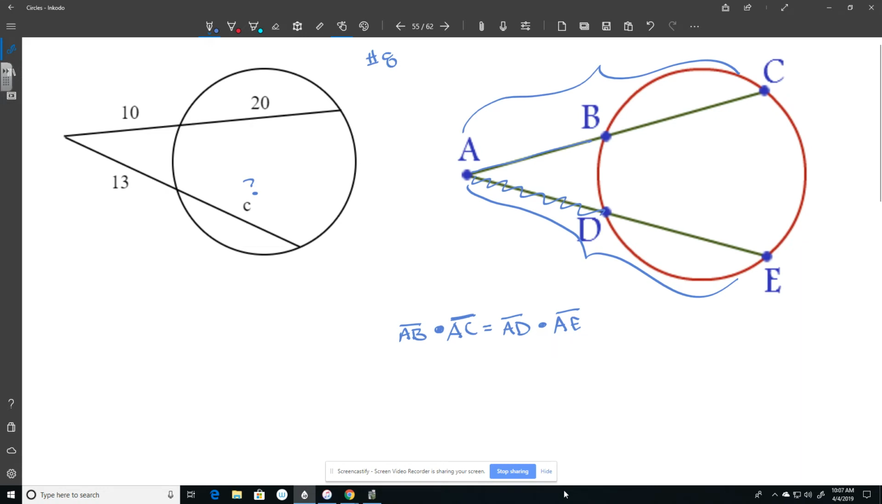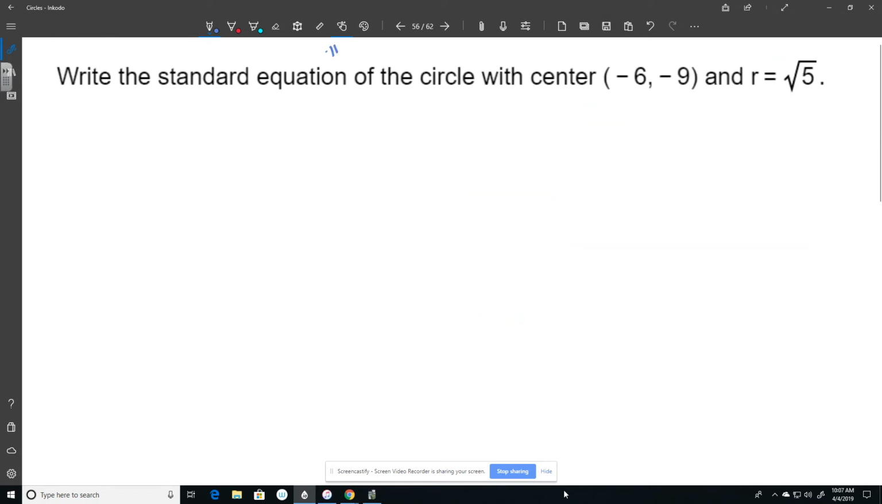If you're able to figure it out, you'll get some bonus points on your test. Okay, number 9, writing the standard equation of a circle. So remember, the standard equation of a circle is x minus h squared plus y minus k squared equals the radius squared. And that's with h, k being the center of your circle. We're going to use that formula in the next couple of problems.